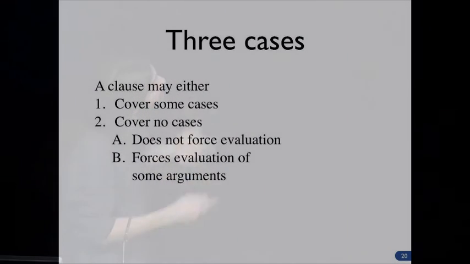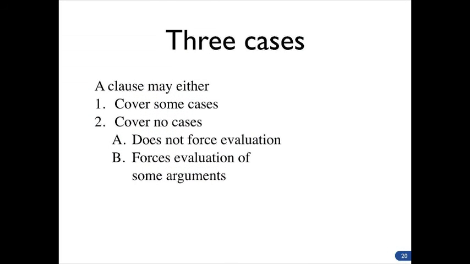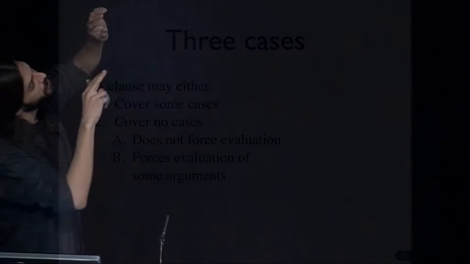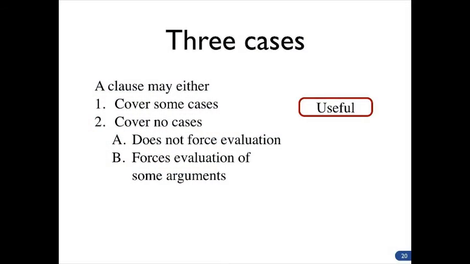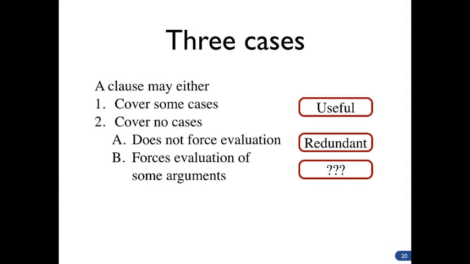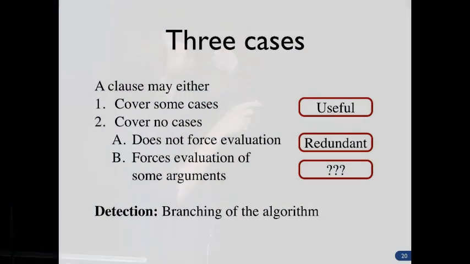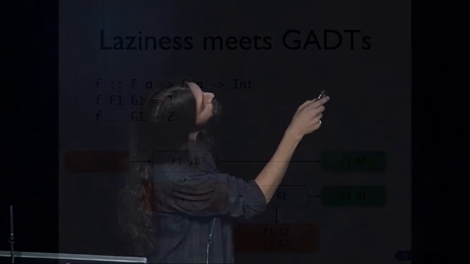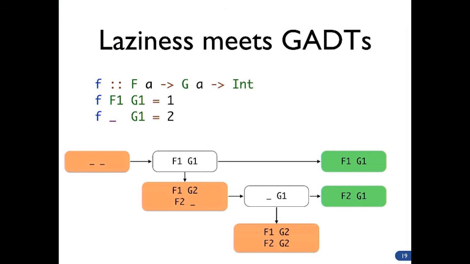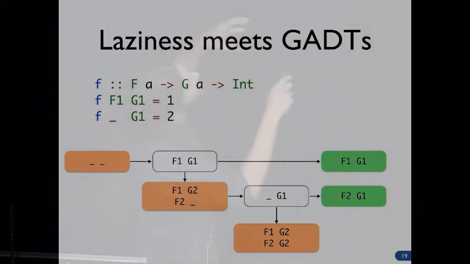So we have these cases. A clause may cover some well-typed cases, something I didn't write here. In this case, we're useful, right? We may cover no cases and not force anything. So in this case, we're totally redundant. We have the third case, which we can really easily detect with my algorithm, because every time we branch here, the structure does not help.